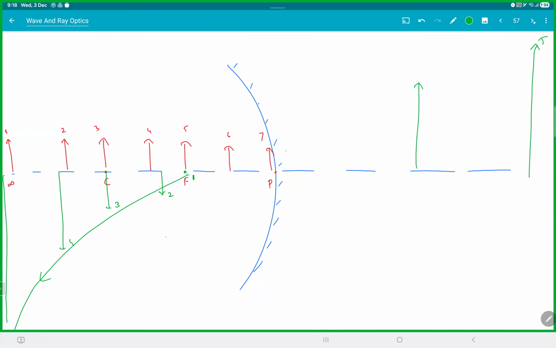Clear with this? As the object comes from infinity till focus, the image is real and goes from focus to infinity. Once you cross the focus towards the pole, the image becomes virtual. It will come from plus infinity towards the pole. Is the path clear, everyone? Clear?